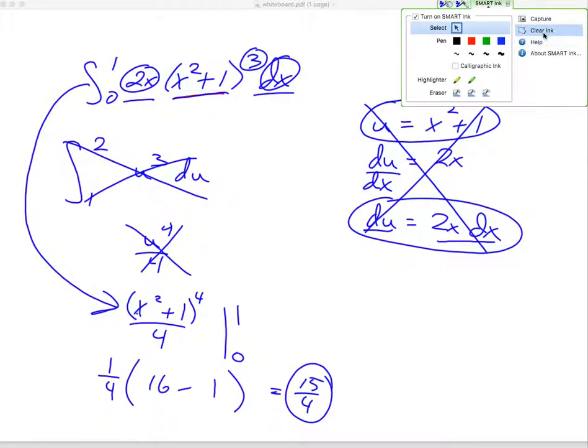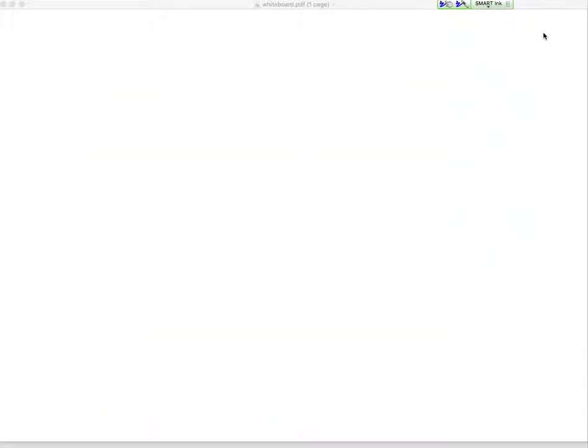So let's try another one. I want to integrate from 0 to 2, 4x over the square root of 1 plus 2x squared. Your inside is the 1 plus 2x squared. What I want you to do is look at this and say this is a composite function, which means I need to identify an inside function. And just as Chance said, my inside function is 1 plus 2x squared.